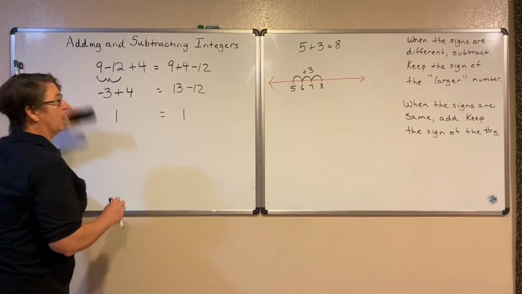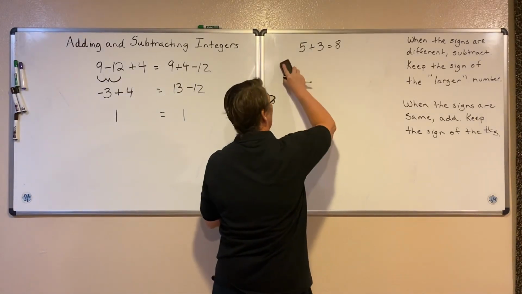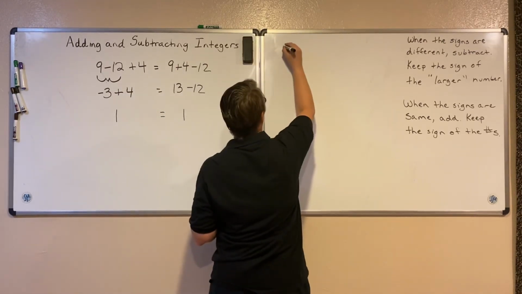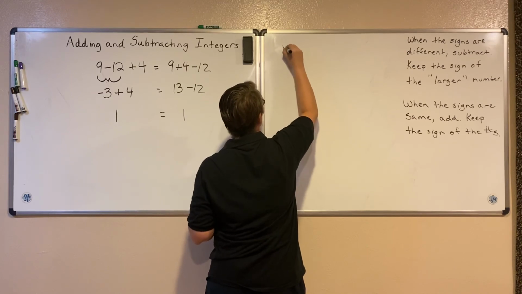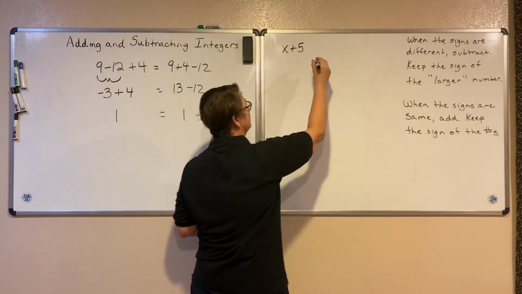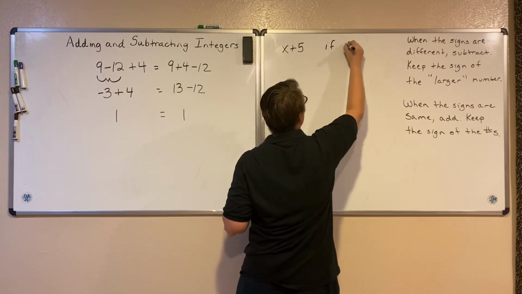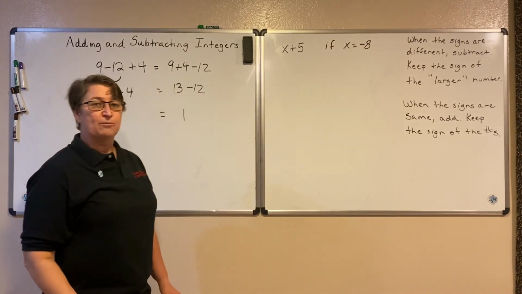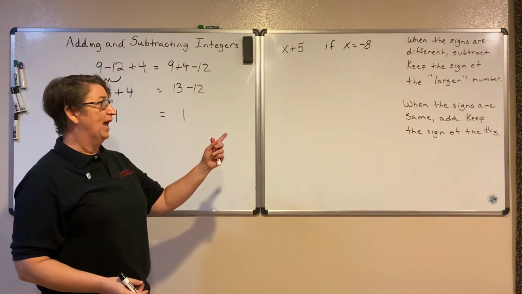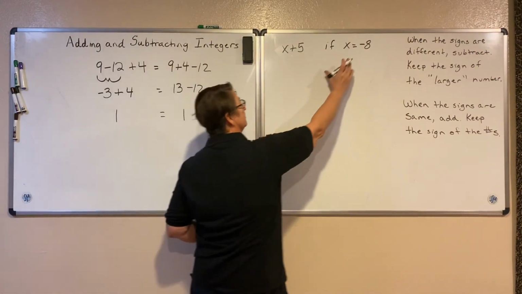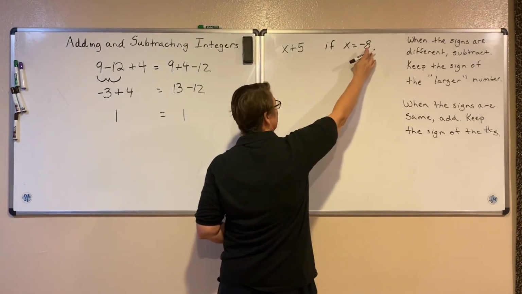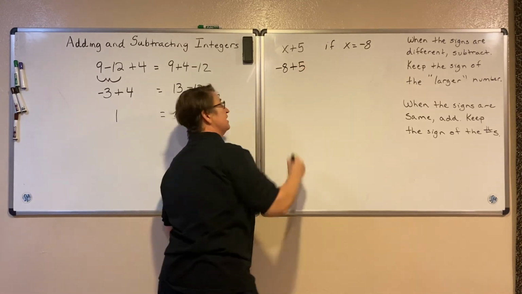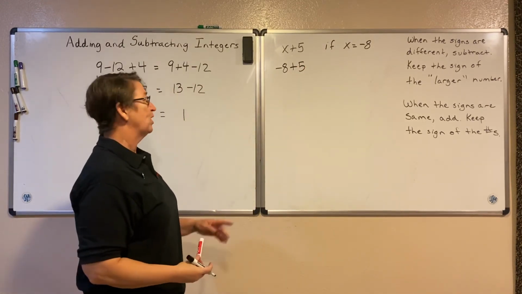Let me show you one other thing. So I'm going to add a variable into the mix. Let's say I have something like x plus 5, and I want to simplify that if x equals negative 8. So all I'm going to do is substitute for x that negative 8. Since x is equal to negative 8, I'm just going to replace the x with negative 8. And now I can simplify this expression.